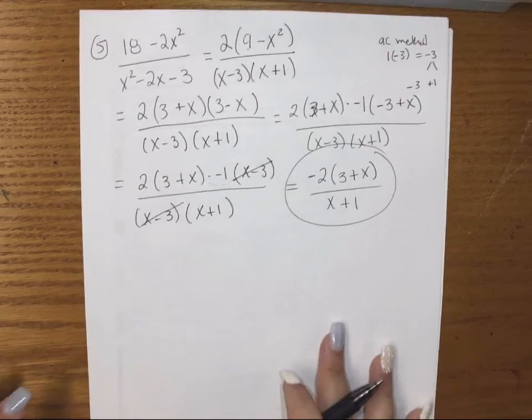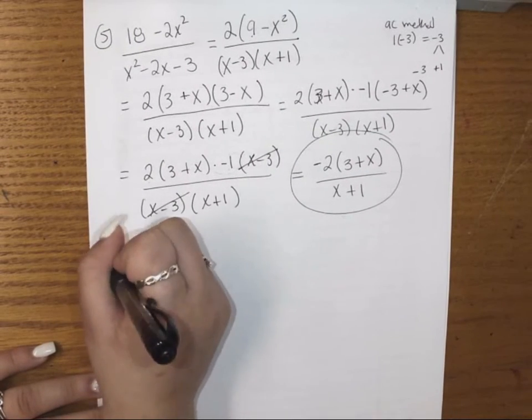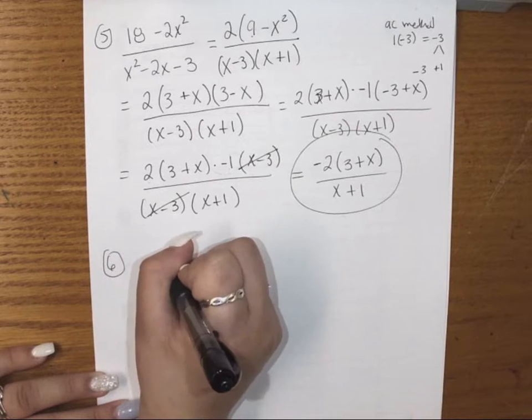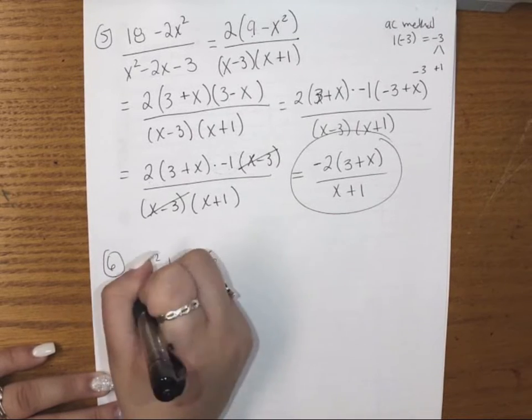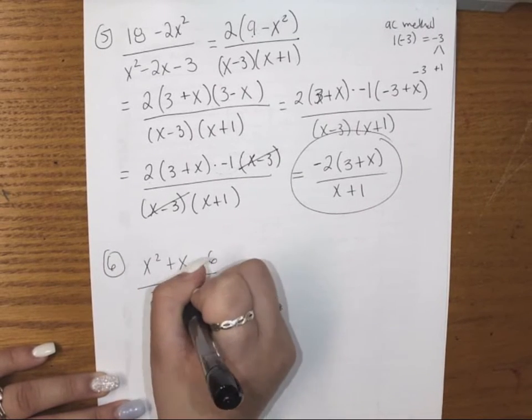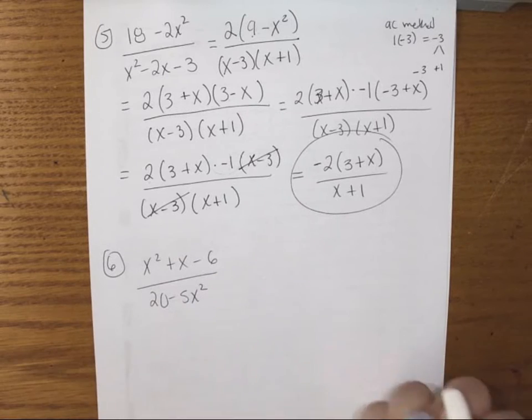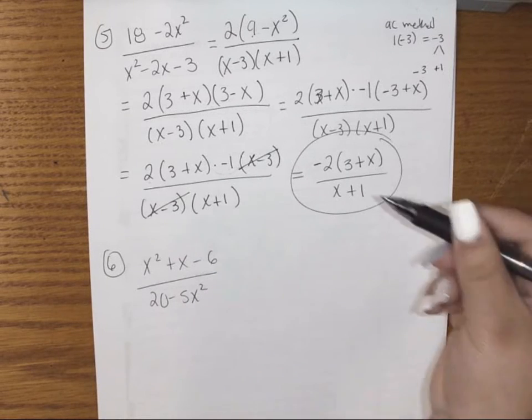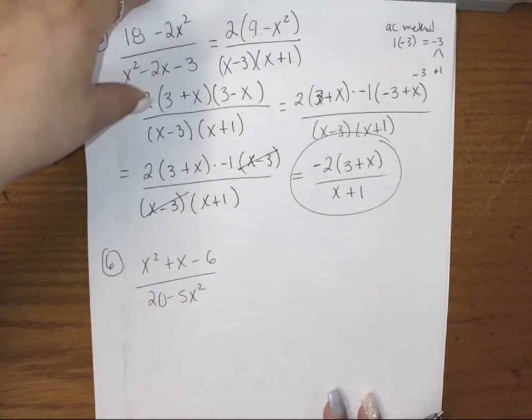Let's do one more like this. So go ahead and example 6, x squared plus x minus 6 over 20 minus 5x squared. So pause the video and try this one. Based on what we did with example 5, give it a try for this one.